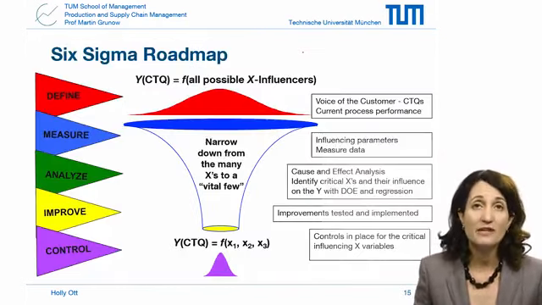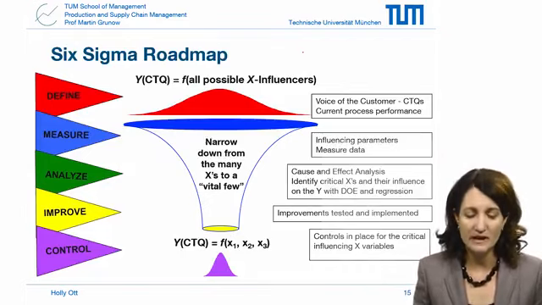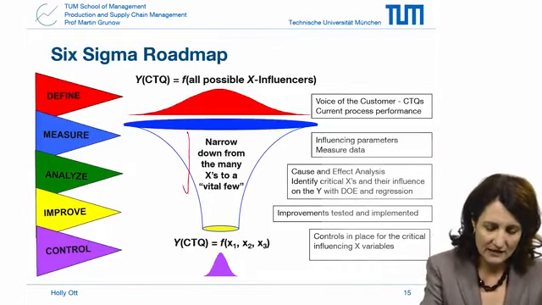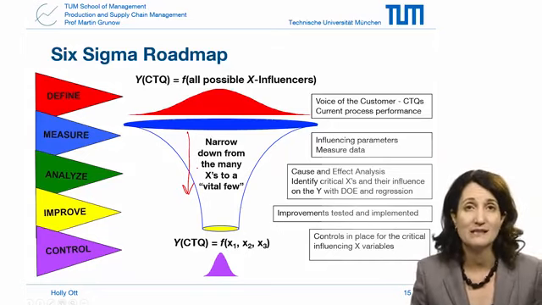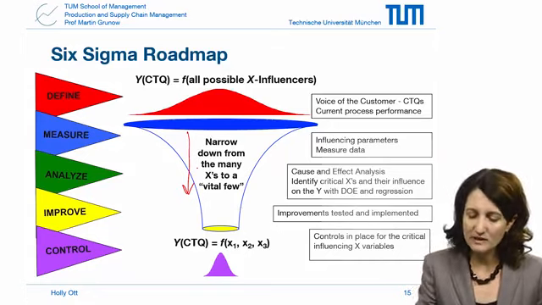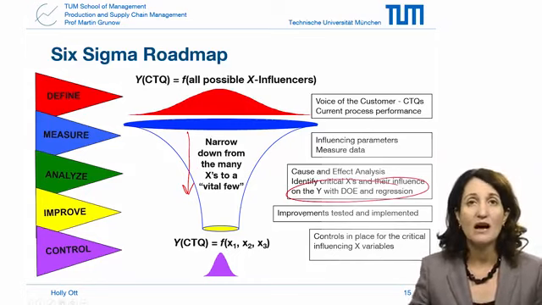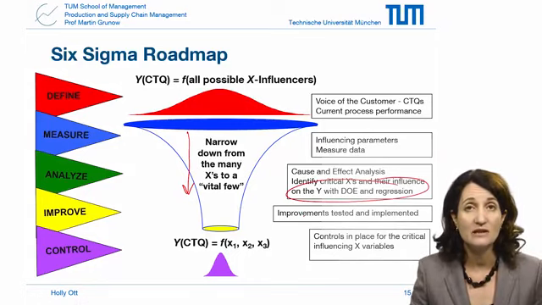So going back to our roadmap, this Pareto diagram, as we said, is helping narrow down many X's to a vital few. And then our next step would be to see how these actually influence the Y variables and how we can adjust them to achieve the goals of the project.